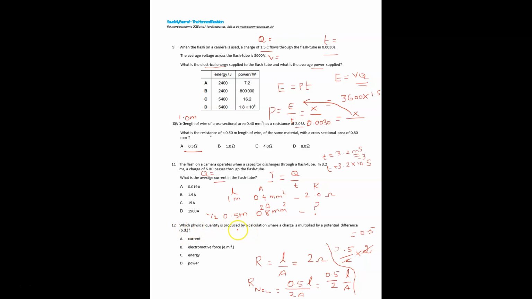Which physical quantity is produced by a calculation when the charge is multiplied by a potential difference? E is equal to VQ. What is the formula? E is equal to VQ. So if you multiply charge and potential difference, you get electrical energy. Next question.